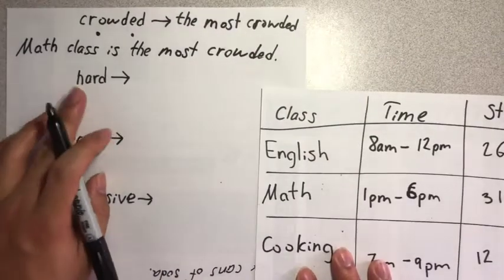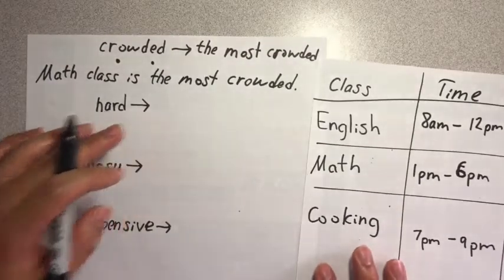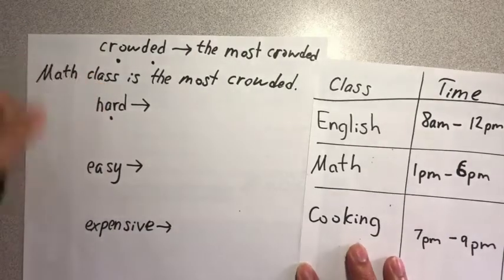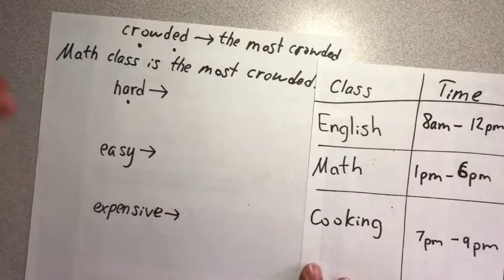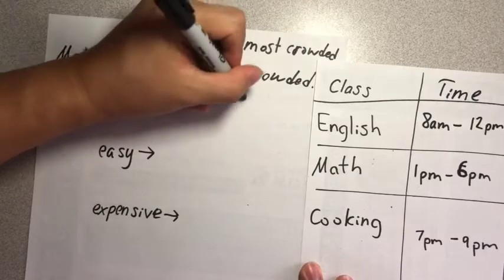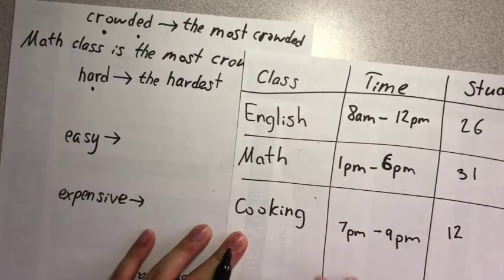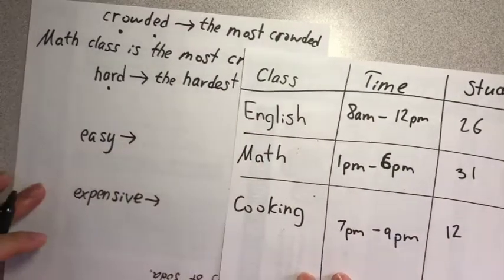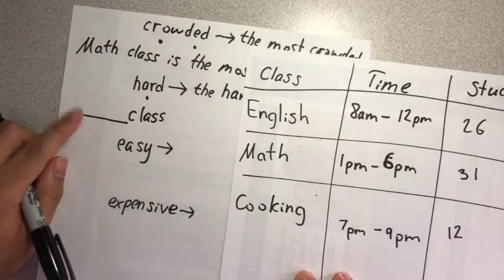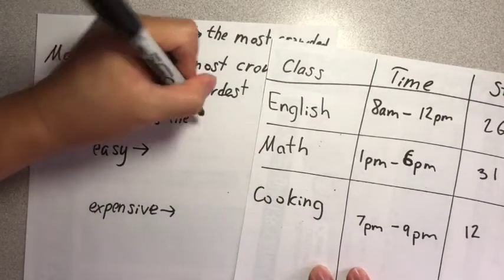Hard. Okay? How do we write hard when we're talking about three things? Hard has one syllable. So we say the hardest. Which class is the hardest? This one is your opinion. This is what you think. So, blank class. So maybe English class, maybe math class, maybe cooking class is the hardest.